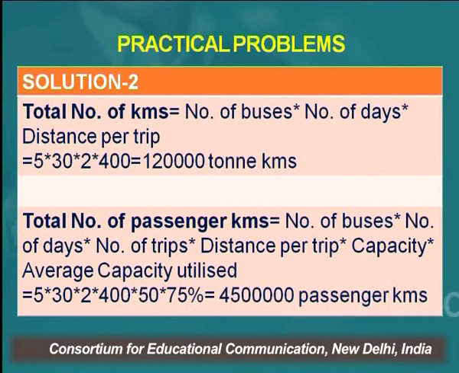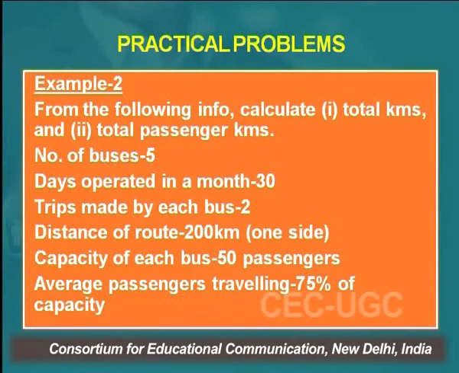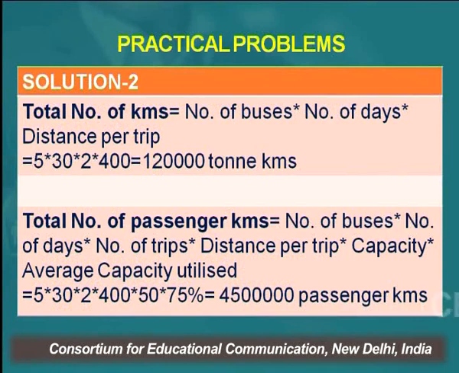So what is the total kilometers? It is simply kilometers. The figures given in our example are for one bus, and there are 5 buses, so 5 into 30 days into 2 trips, because each day a bus takes 2 trips, into 400. That comes to 1,20,000 kilometers. What is being asked is total kilometers, so 1,20,000 is the kilometers.